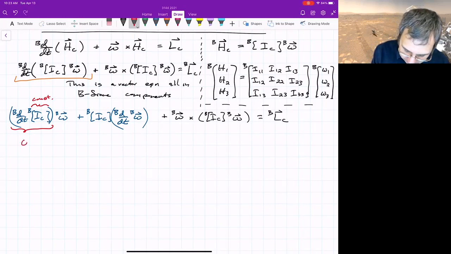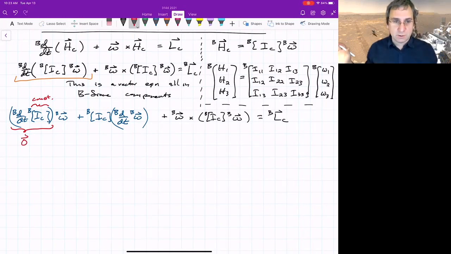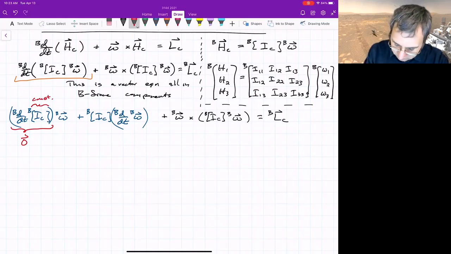So this is 0. It falls out, goes away. The mass distribution doesn't change. We're assuming a rigid body. If we assume something where there are moving parts, then okay, we would have to adjust that. But for now, we are not. So that part goes away, and then we're left with just this.